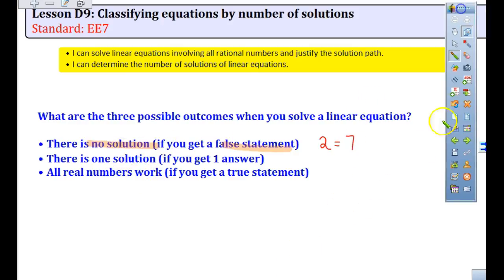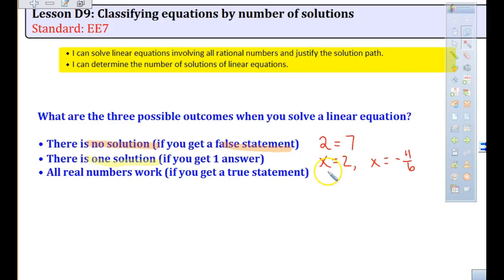How do we decide if we are going to have one solution? What is that one answer? What might it look like? X equals what? 2. X equals 2, right? You actually solve a problem and you get X equal to something. You get X equals negative 11/6, right? That was a solution. That gave us one answer, what X was equal to.